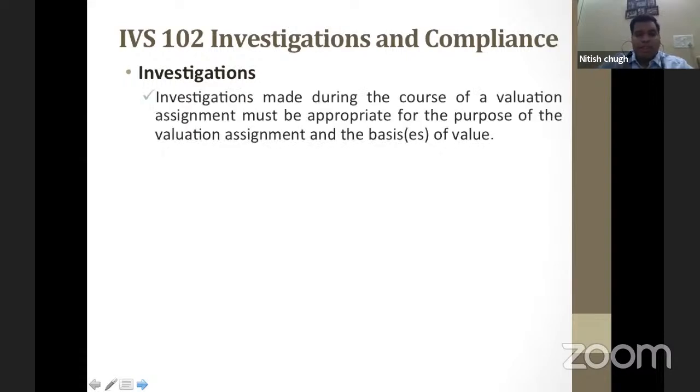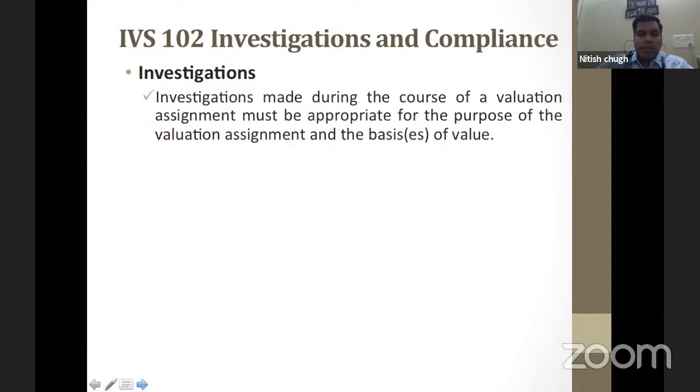So what is in the standard investigation? Investigation made during the course of a valuation assignment must be appropriate for the purpose of the valuation assignment and the basis of value. So, a valuer needs to undergo various investigations to identify what is the purpose of valuation, how the inputs have been given to him, and what is the basis of value.